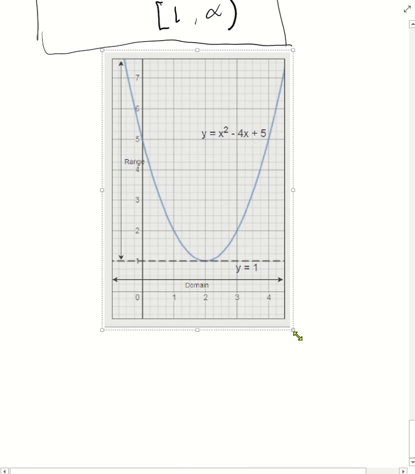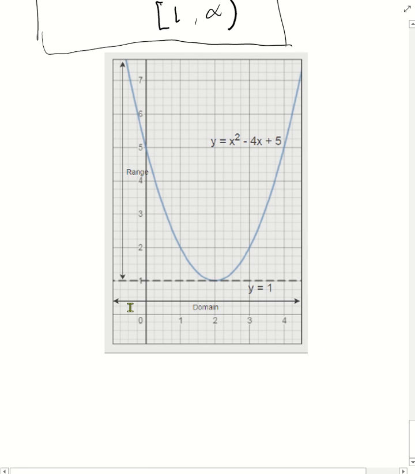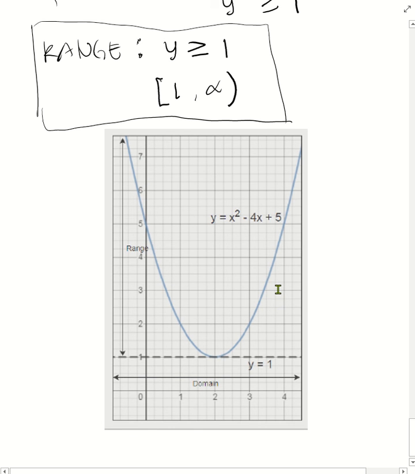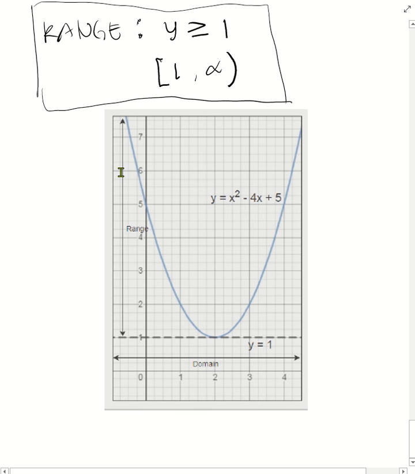So the domain, it's obvious that from negative infinity to positive infinity, it's all possible. But the range, the plot will not go below 1. So it's true that the range should be greater than or equal to 1. So this is the range from 1, then it goes upward. The plot will not go less than 1. So that's another way of determining the range of a certain function.